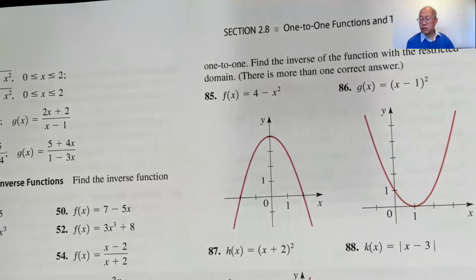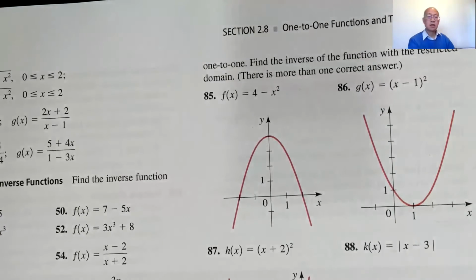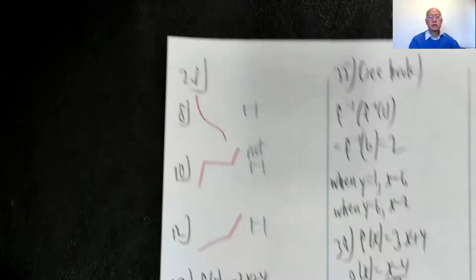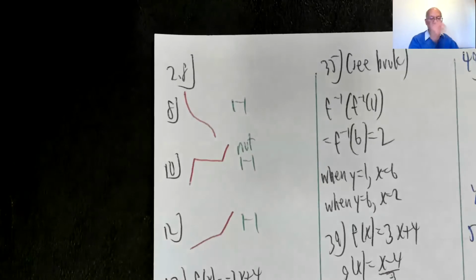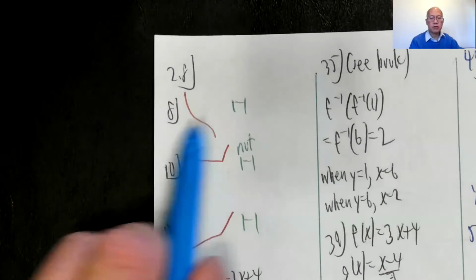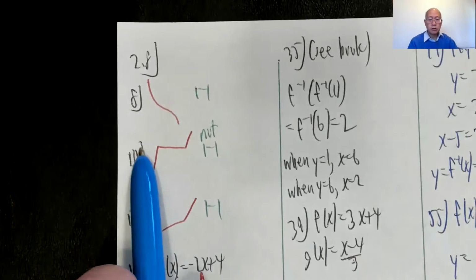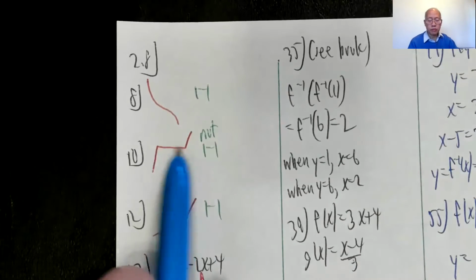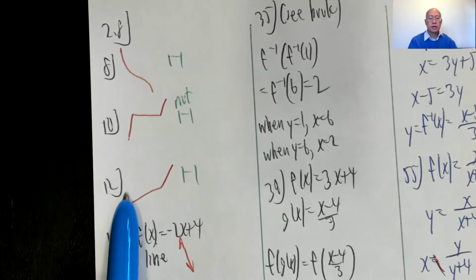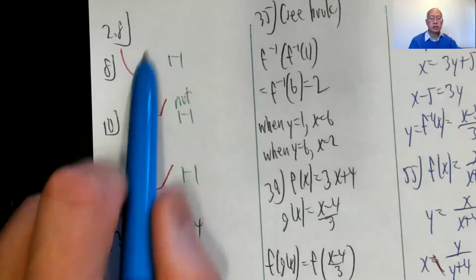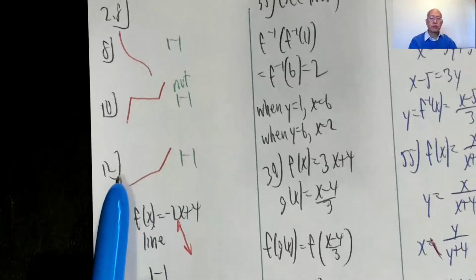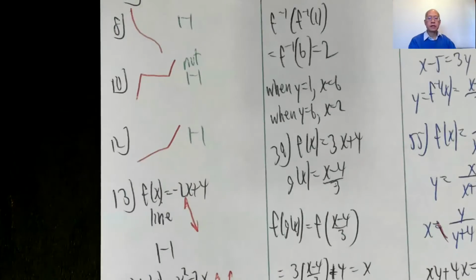A one-to-one function passes both the horizontal and vertical line tests. So number 8 generally looks something like this. It passes both the vertical and horizontal line test, so it's one-to-one. Number 10 is not one-to-one. If I draw a horizontal line right here, it touches at more than 1 point, so this is not one-to-one. Number 12 is one-to-one. These are all functions. They all pass the vertical line test. One-to-one functions also pass the horizontal line test.